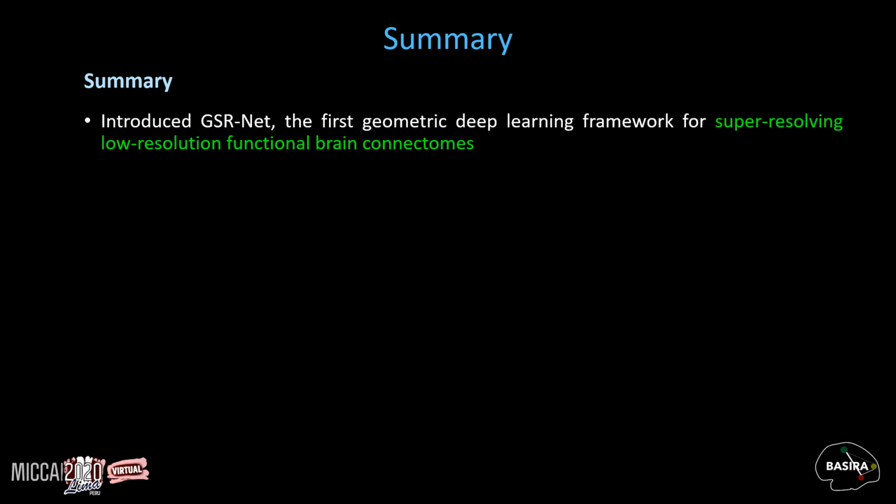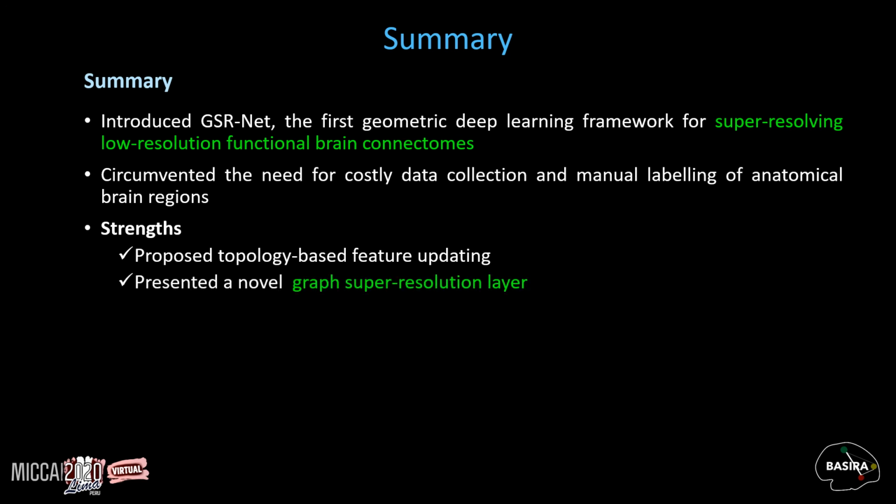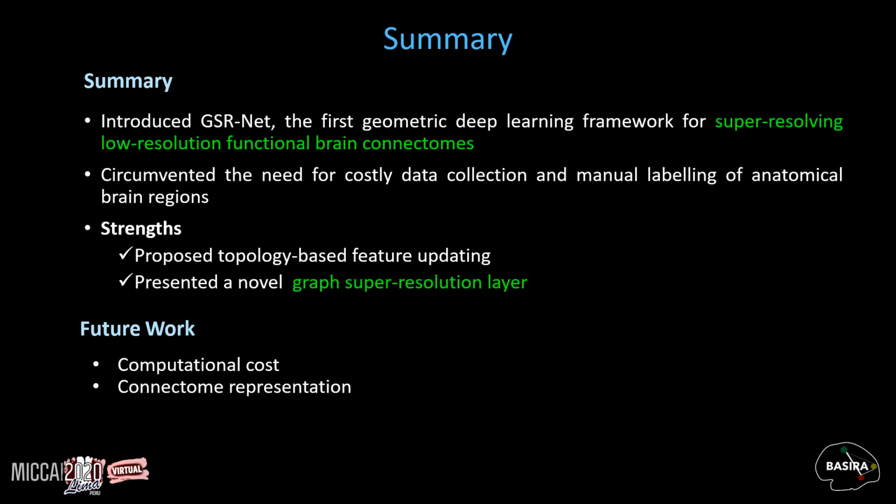In our work, we introduced GSRNet, the first geometric deep learning framework for super-resolving low-resolution functional brain connectomes. Our method circumvented the need for costly data collection and manual labeling of anatomical brain regions. We proposed topology-based feature updating, as well as presented a novel graph super-resolution layer. Future work includes refining our spectral upsampling theory towards fast computation, super-resolving connectomes that represent other connectivity measures, and extending its applicability to large-scale multi-resolution brain connectomes.